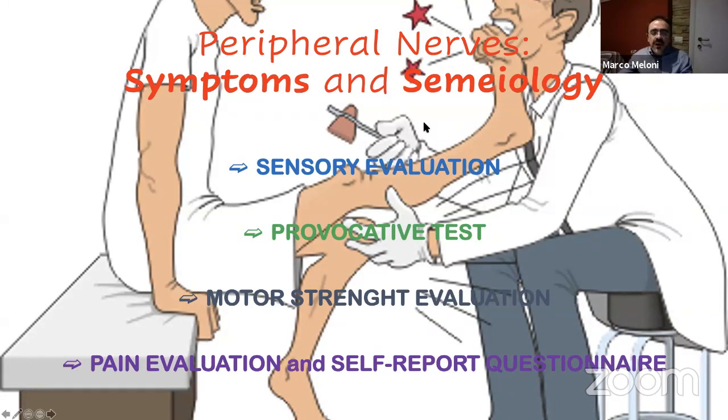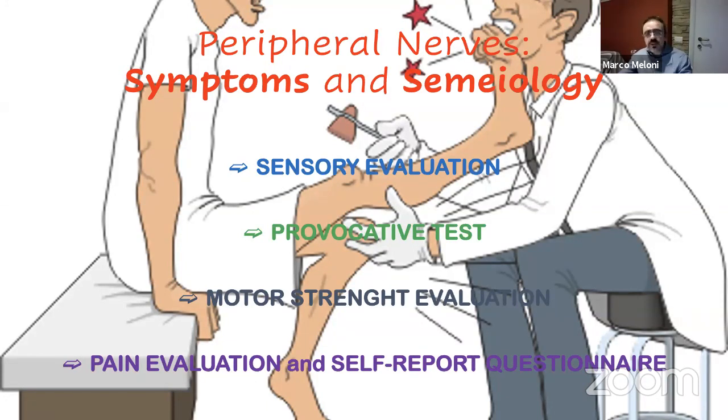Talking in general, in a patient with symptoms and suspicion of peripheral nerve injury, we need to examine the sensory function. Let's perform provocative tests, let's examine the motor strength, and let's also examine the subjective symptoms like pain evaluation and the quality of life.